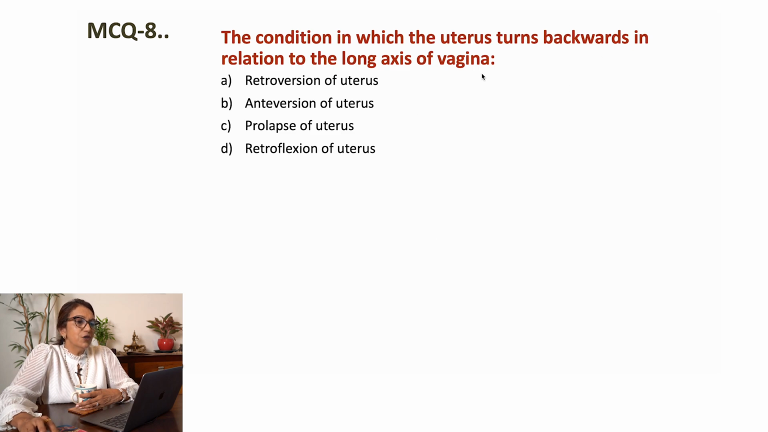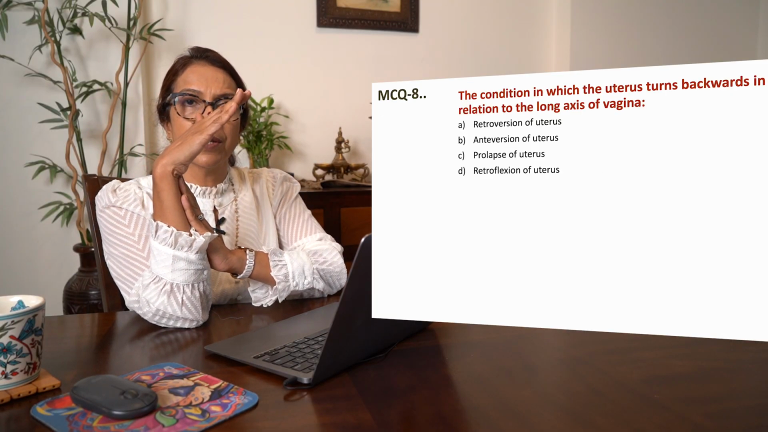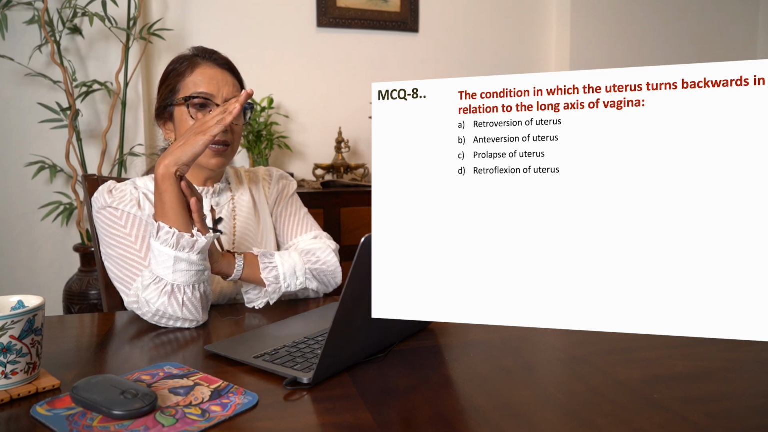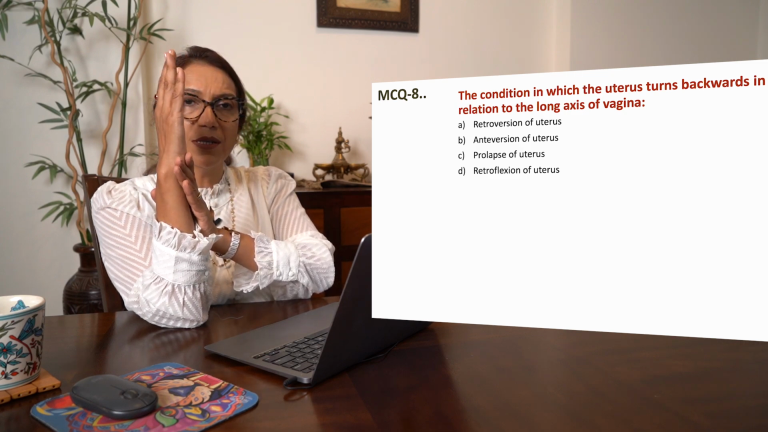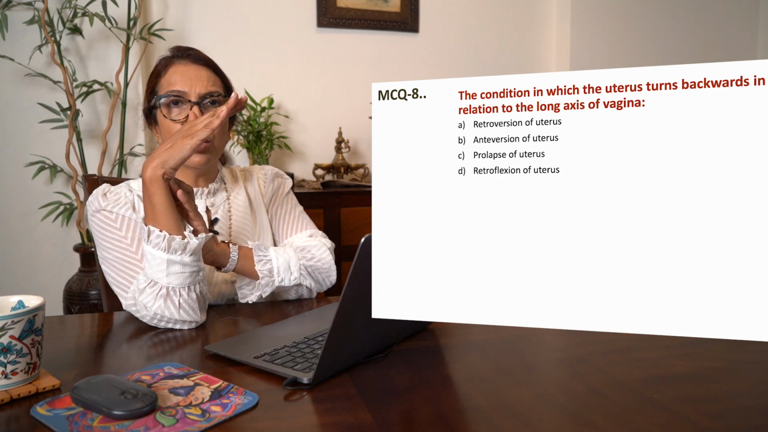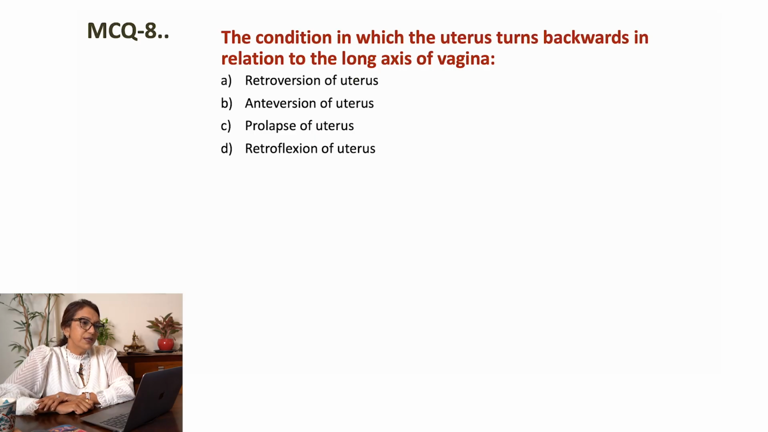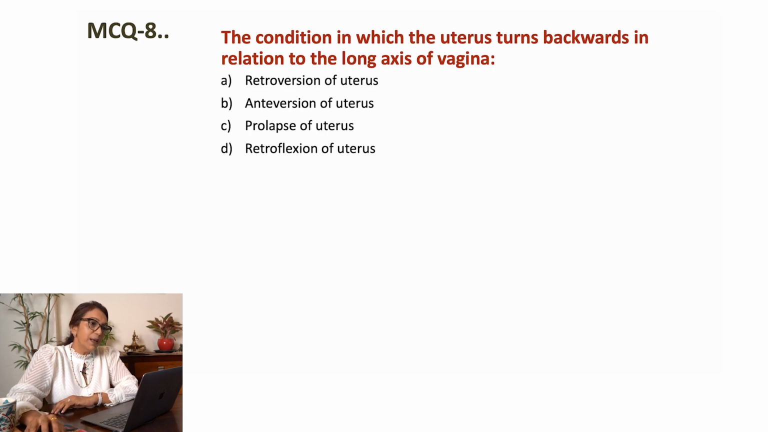A condition in which the uterus turns backwards in relation to the long axis of the vagina. Now here I want you to think. This is the vagina. This is the uterus. So in this case, what are they saying? The uterus has turned backwards in relation to the long axis of the vagina, right? So this position is called anteversion. Therefore, this position must be called retroversion. So the options are retroversion of uterus, anteversion of uterus, prolapse of uterus, retroflexion of uterus.